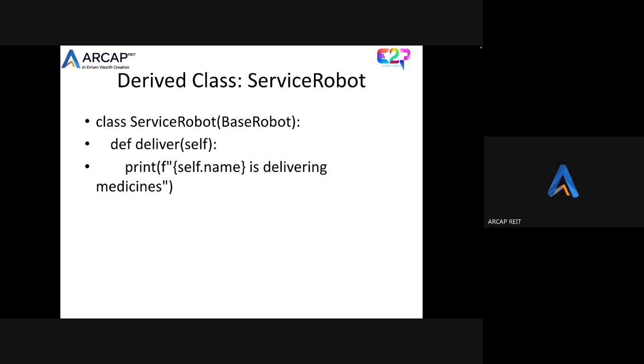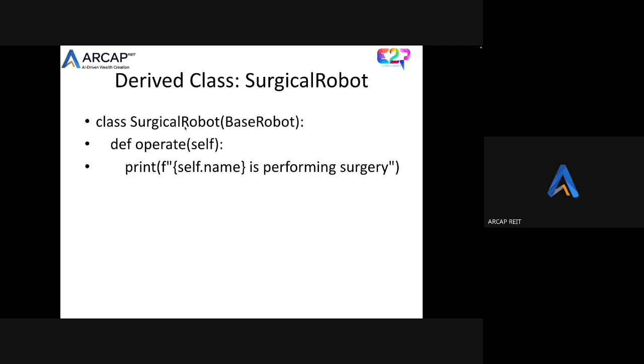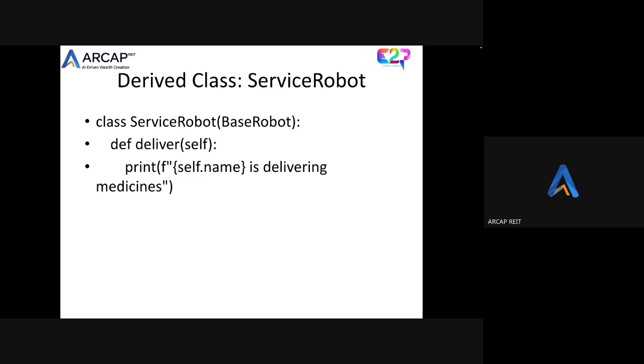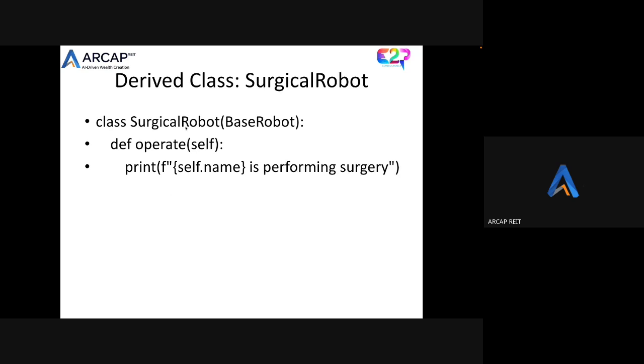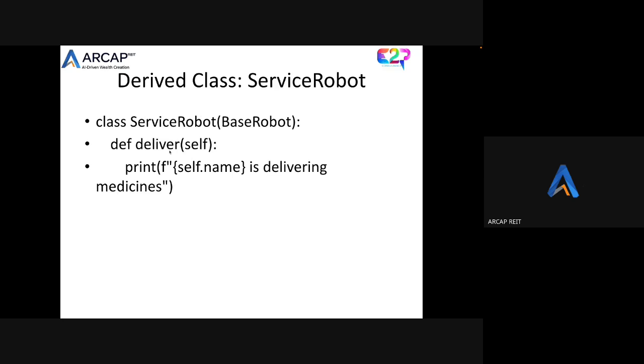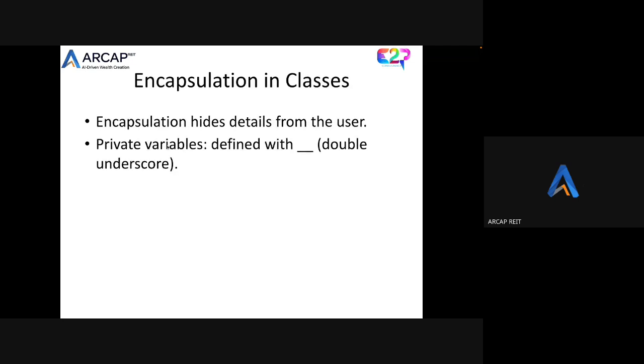We are also using the service robot. You can see the surgical robot is one, which has the base robot, and the service robot is one, which also has the base robot. But in the surgical robot, we are calling the function called operate, and in the service robot, we are calling the function called deliver. And we can use the functions which are in the base class from the derived class.